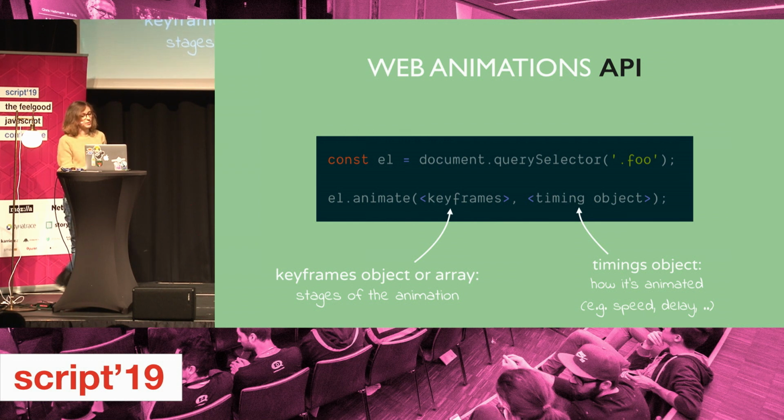So that's how the Web Animations API essentially works. I get a DOM node with JavaScript, and then I call the .animate function on that DOM node. And then I'm handing it 2 parameters. The first one is always the keyframes, so the stages of the animation. What do I actually want to animate? Do I want it to move? Do I want it to rotate? And then the second part is the timing object, and the timing object is there to tell you how it's animated, how fast should it be, what should happen when the animation is finished.